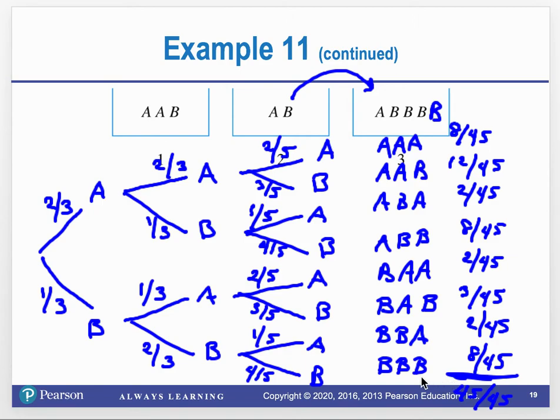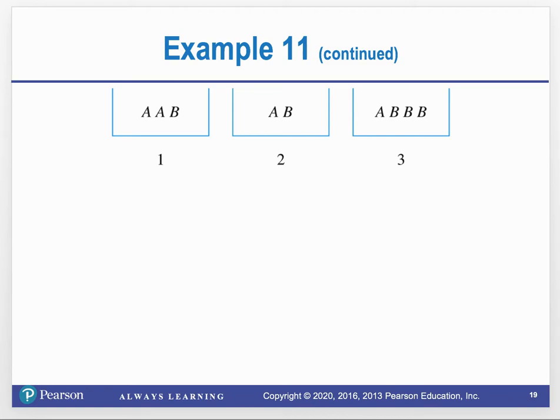So the original question was just what's the probability you draw a B out of that last box, right? So it's this one, this one, this one, and this one. And I just add those up. So 12 and 8's 20, 23, 31 out of 45. Final answer. All right. That's pretty fun, isn't it?